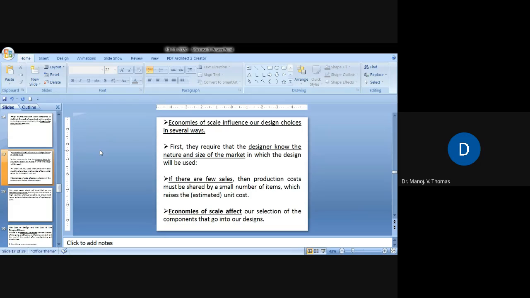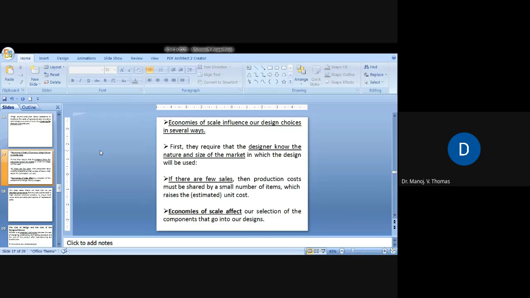If there are few sales, then the production cost must be shared by a small number of items, which raises the estimated unit cost. So in that case, you will have to think about which technique or which design I should follow, because anyway this product is going to be sold in fewer quantities. So how do I compensate the expense? How do I get the revenues if I use this material, or this design? So economies of scale affect our selection of components that go into our designs.